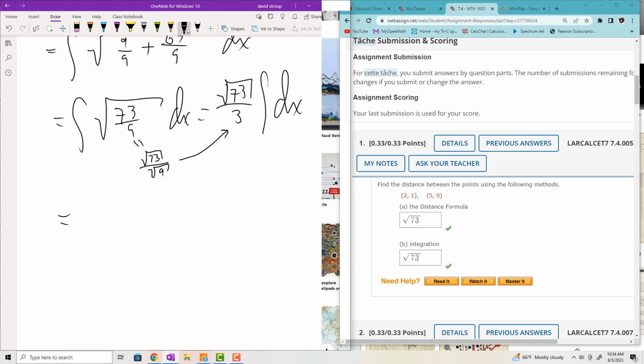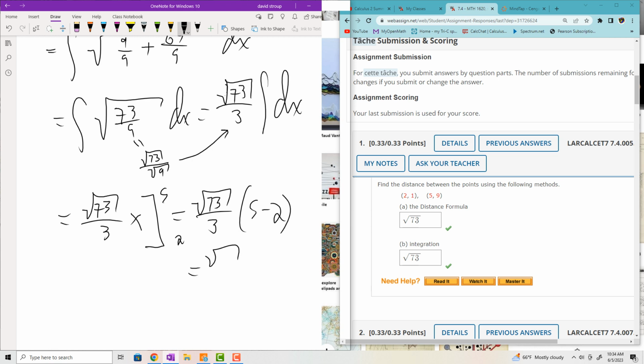So from there, we have square root 73 all over 3 times x, and we're evaluating from 2 to 5. So this will be square root of 73 all over 3 times 5 minus 2. So it would be square root of 73 all over 3 times 3. The 3's cancel, and you get square root of 73. So when all is said and done, you get the same answer whichever way you slice it.